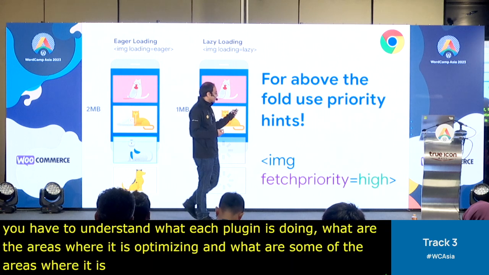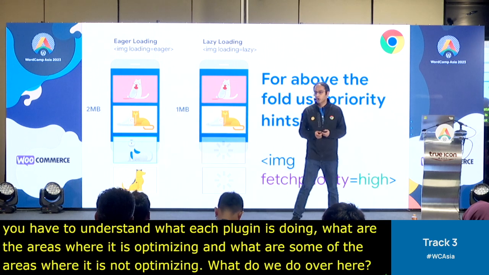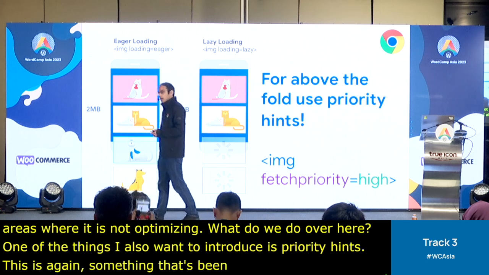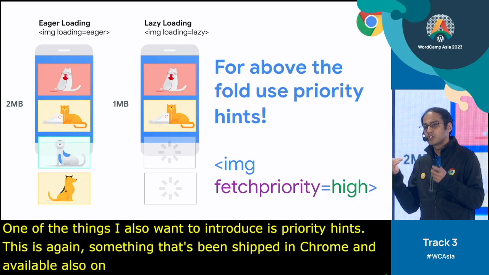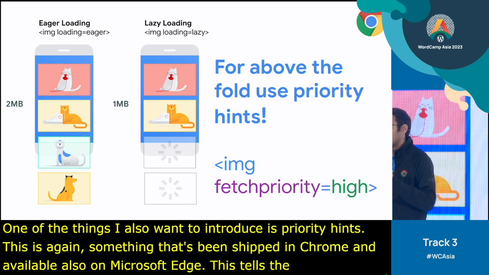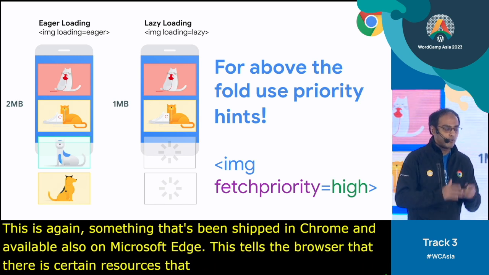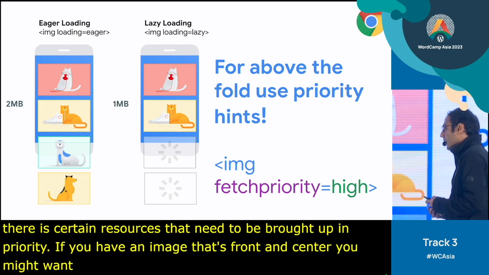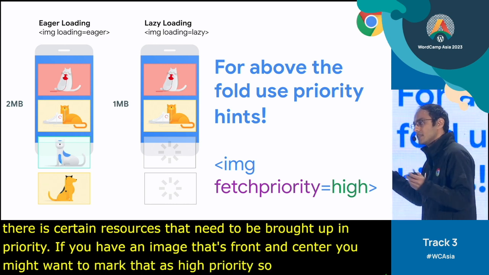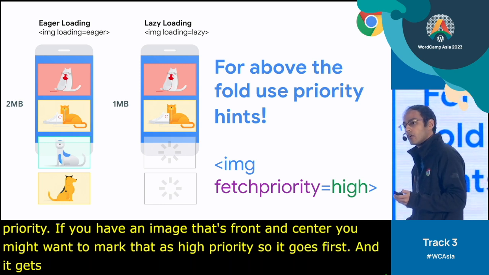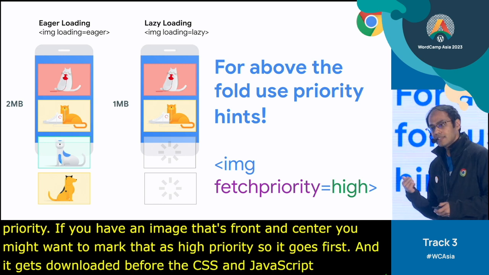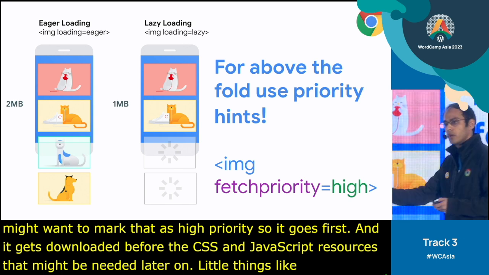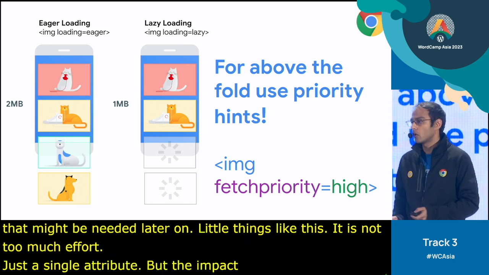So one of the things that I want to also introduce to you guys is priority hints. This is, again, something that's been shipped in Chrome, also available on Microsoft Edge. And what this tells the browser is that there's certain resources that need to be brought up in priority. So if you have an image that's front and center, you might want to mark that as high priority so that it goes first. And it gets downloaded even before the CSS and JavaScript resources that might be needed later on. So little things like this, and it's not too much effort. It's just a single attribute, right? But the impact it has on your website could be quite large.